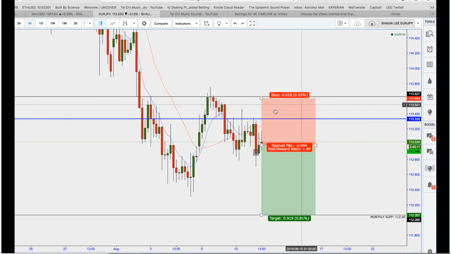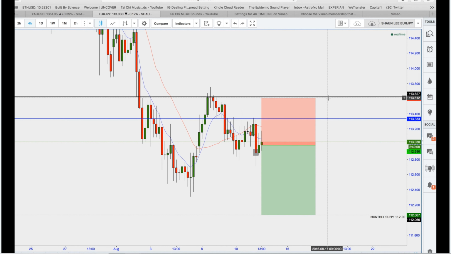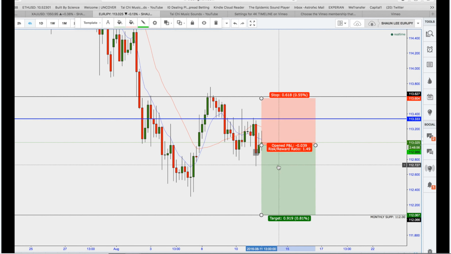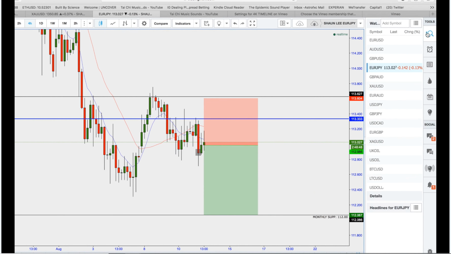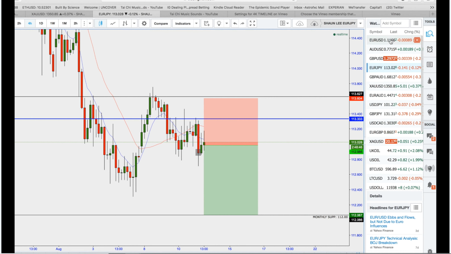My stop loss is above the highs at 1.1360. So from 1.13 short up to 1.1360 stop loss, I'm risking 60 pips here, and I'm going for 100 pips. So the risk reward is 1 to 1.5.